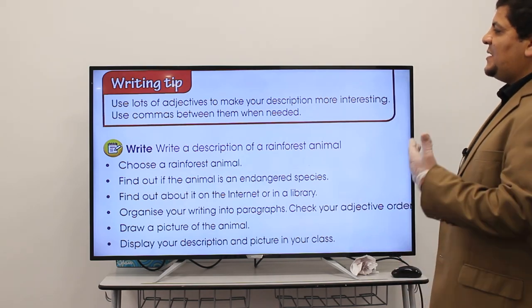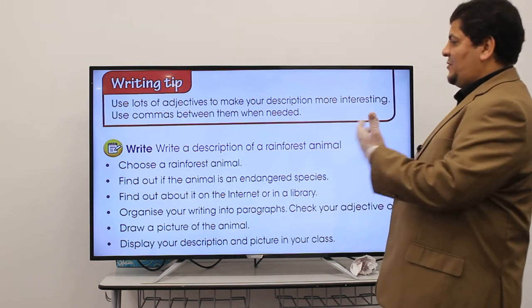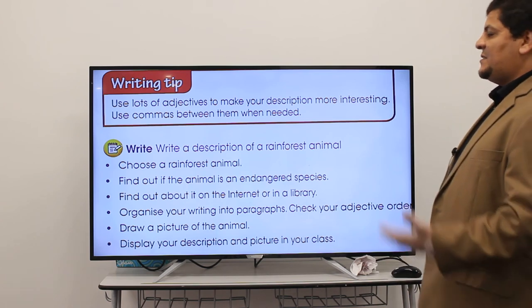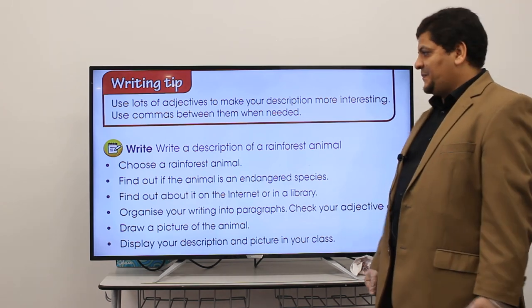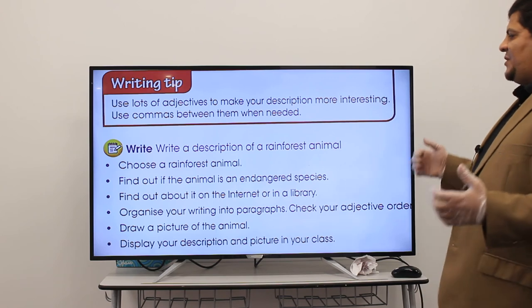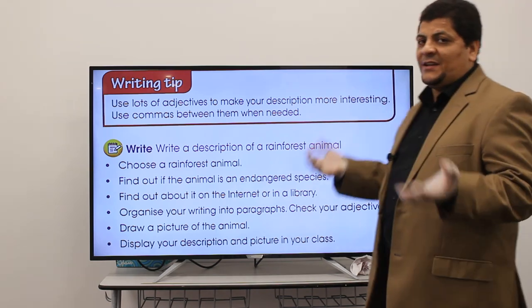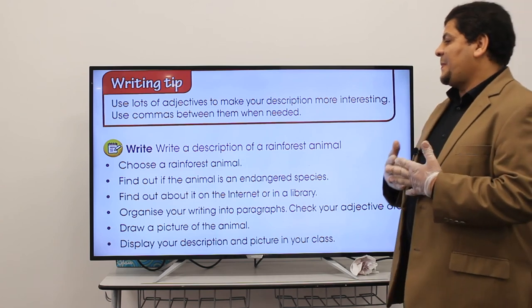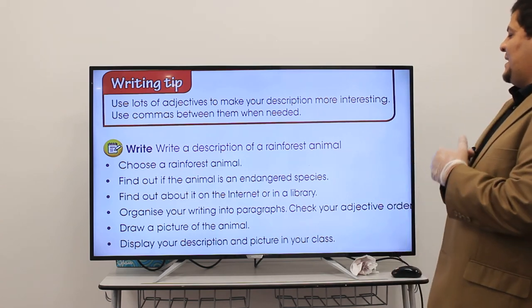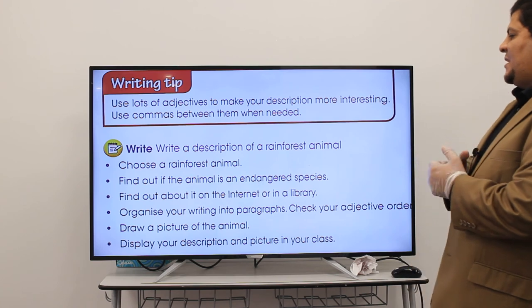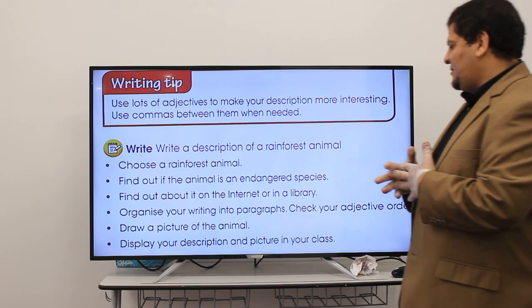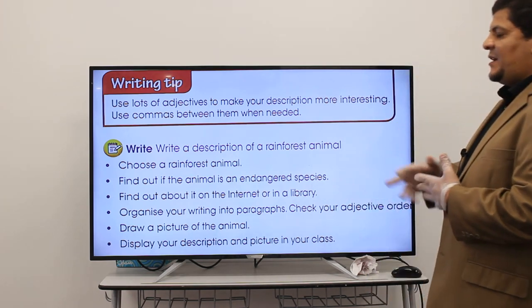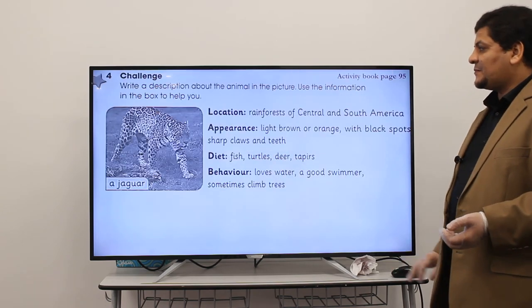Writing tip: use lots of adjectives to make your descriptions more interesting. Use commas between them when needed. Write a description of a rainforest animal. Choose any animal, even one of those you've studied. Find out if the animal is an endangered species. Find out about it on the internet or in a library, whatever, and then you are going to write about it.